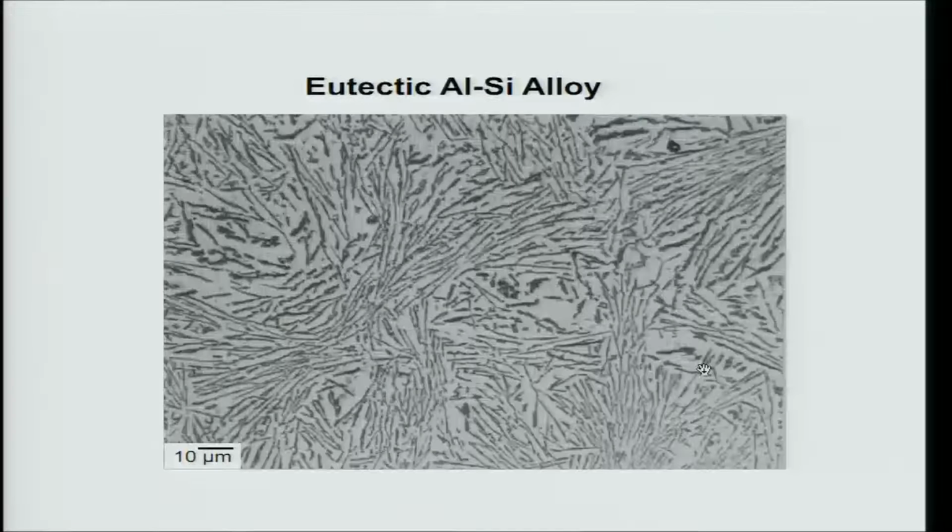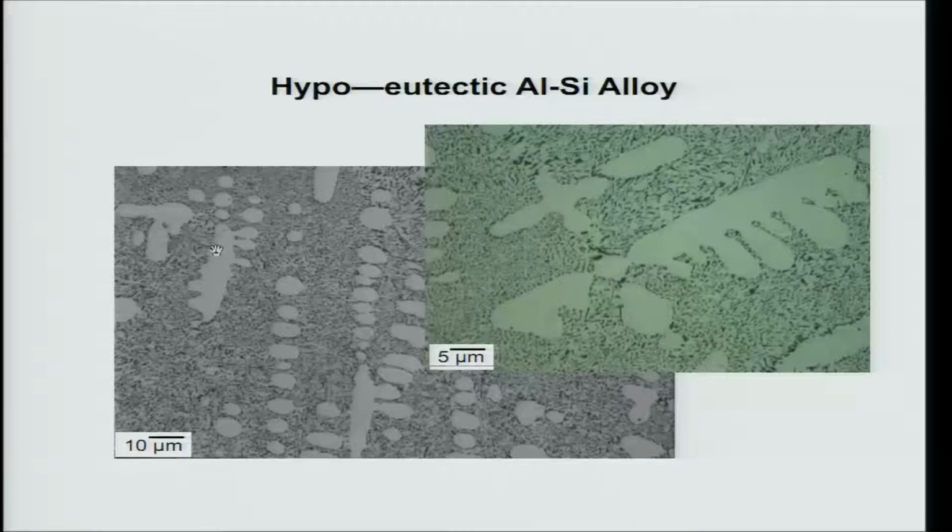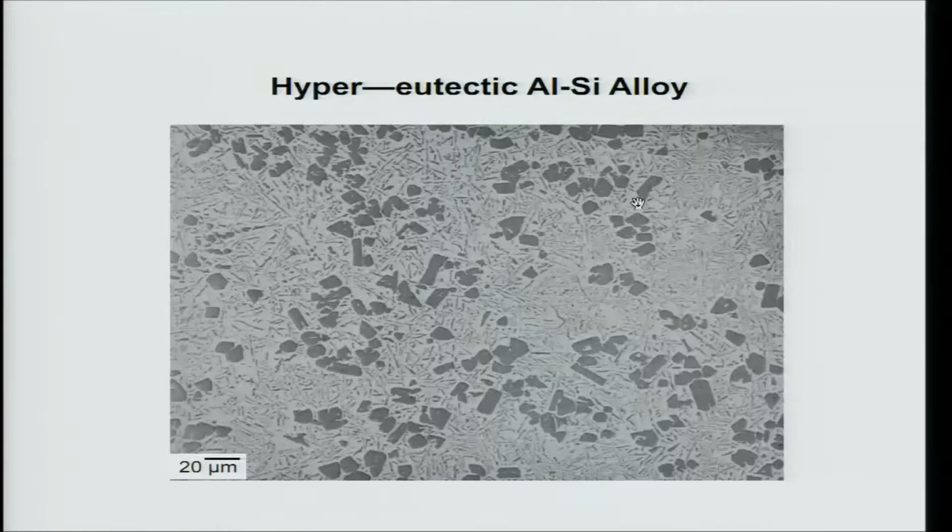So hypo-eutectic, let us see, will have aluminum dendrites and the aluminum silicon eutectic, exactly the way I showed you. These dendrites have formed and grown above the eutectic temperature, that is why they are primary aluminum dendrites. The eutectic in between is acicular or fibrous type, silicon grows like a needle here. So this is the eutectic. The same thing is shown here: you have long aluminum dendrites and you have fibers.